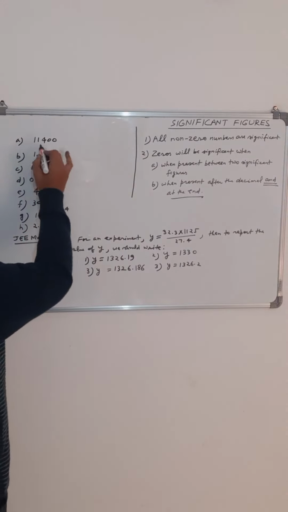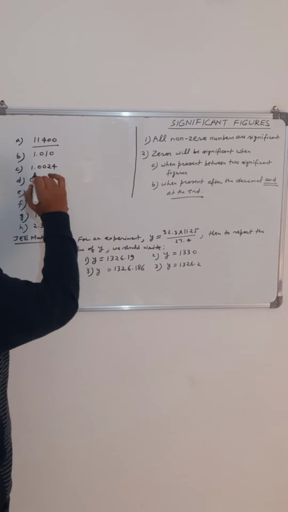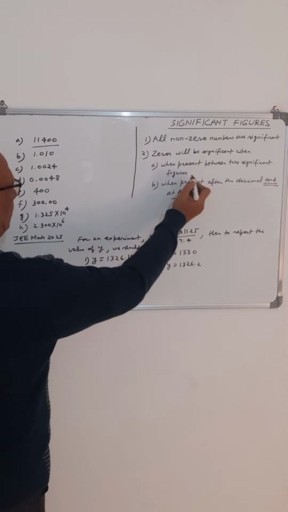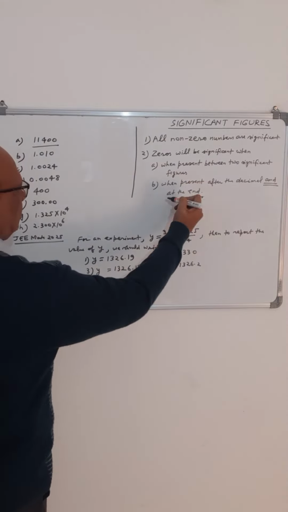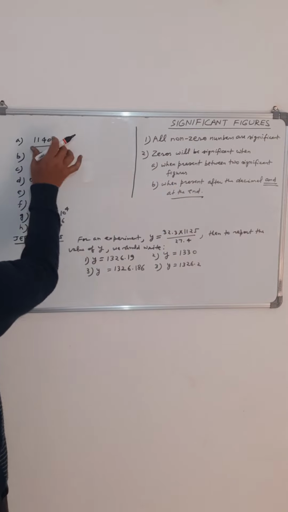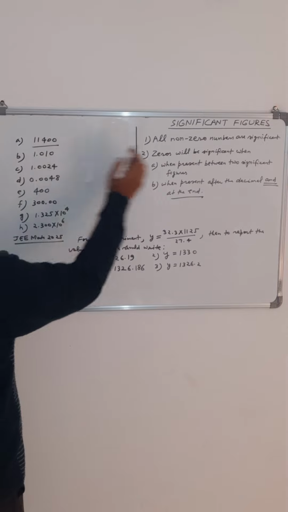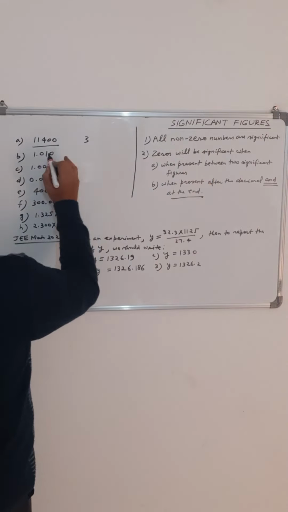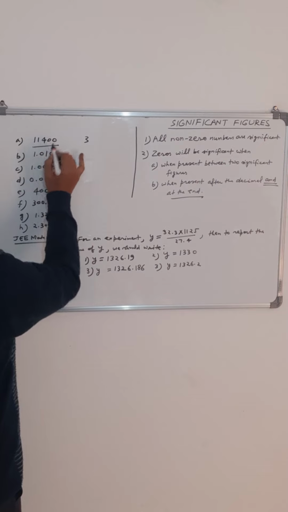Find the significant figures in 11,400. Here we see the zeros. They are not after the decimal, so they do not satisfy the second condition, and they are not present between two significant figures. Because all non-zero numbers are significant, this has only three significant figures. These two zeros will be non-significant.